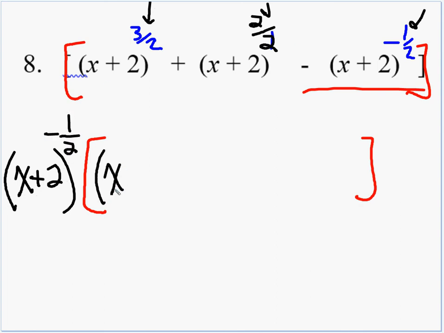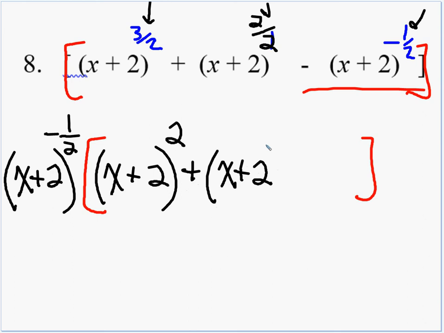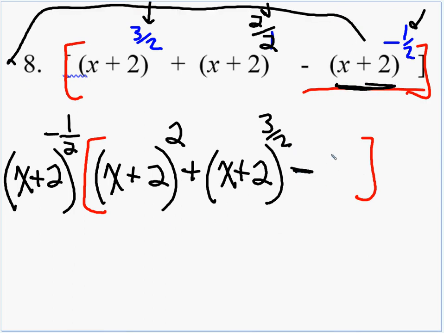So inside, we have base x plus 2, and our exponent will be 3 halves minus a negative 1/2. That'll turn to a plus. 3 halves plus 1/2 is 4 halves, or 2. Plus base x plus 2 quantity, 2 halves minus a negative 1/2. So we add that and get 3 halves. And then minus, we've factored this out entirely, so that's just a minus 1 at the end.